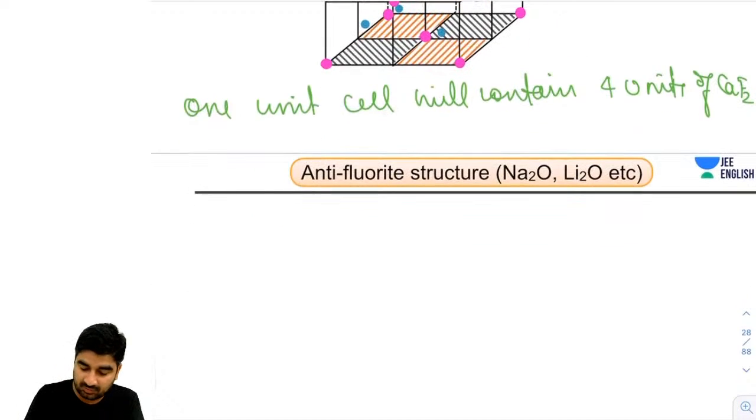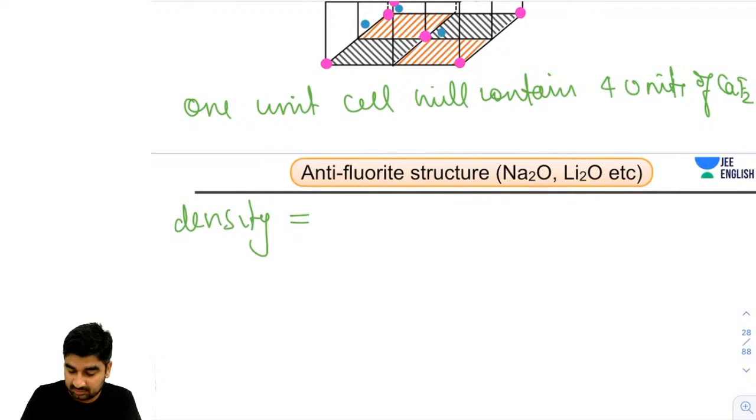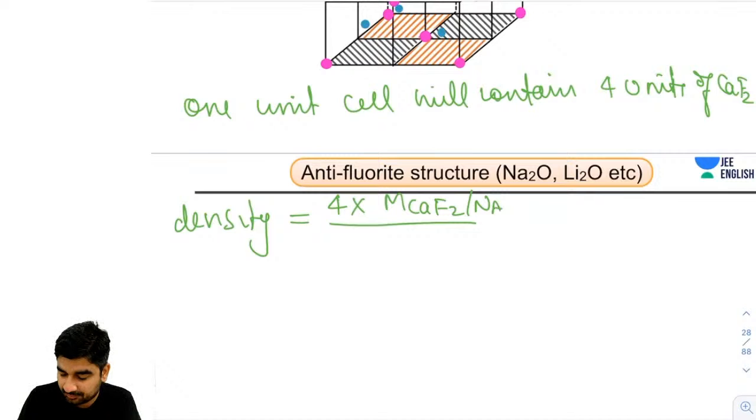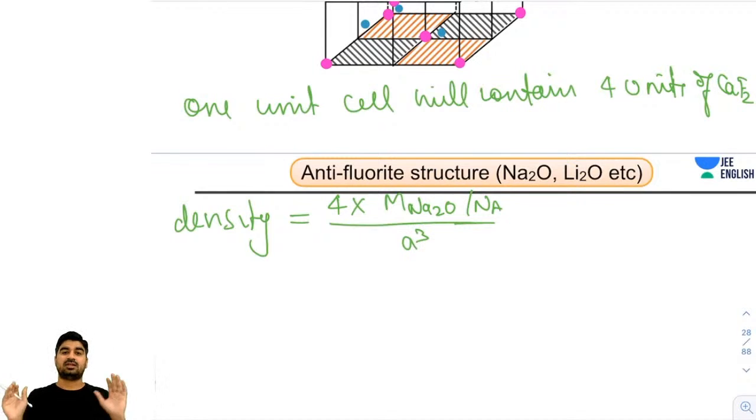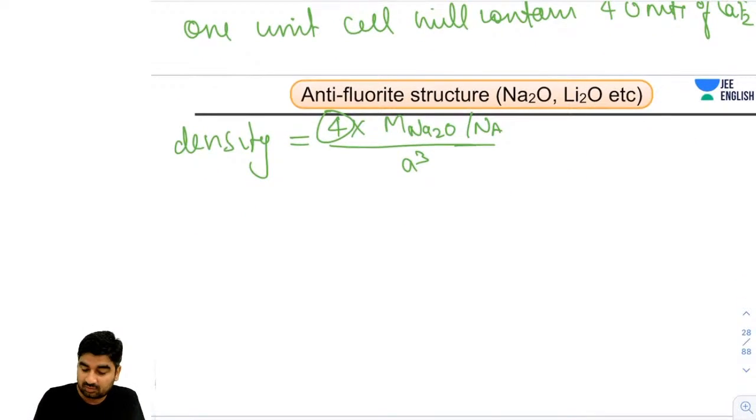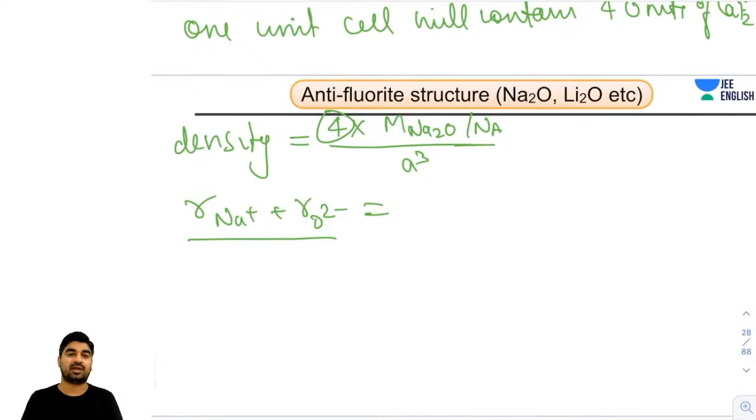Now if I want to calculate the density, guys, the density would be 4 into the molar mass of Na2O upon a cubed times N_A. Why am I taking 4? Because one unit cell contains 4 units of Na2O. Now the nearest neighbor distance, that is Na+ and O2-, I again have to calculate.